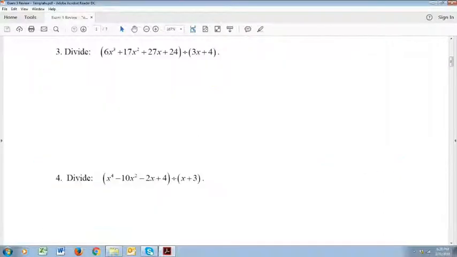All right, let's move on to the next problem. Notice on number 3 we would have to use long division because we've got a 3 right here. It has to be a 1, it has to be to the first power in order to use synthetic division. So we should be using long division there. And I won't do that, but you can look on the answers and see the details.